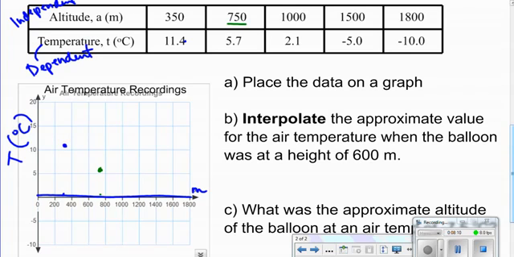Make those dots a bit bigger. An altitude of 1,000, so that's right on the line. I don't have to estimate that. And up to a temperature of 2.1. Well, 2.5 would be right in the middle, so this one's going to be a little bit below the middle.